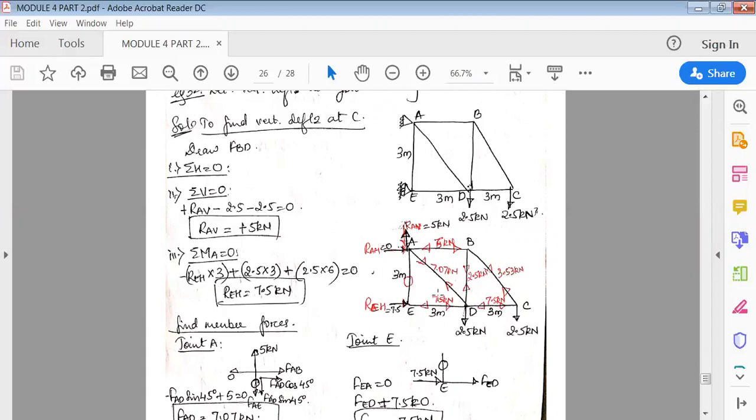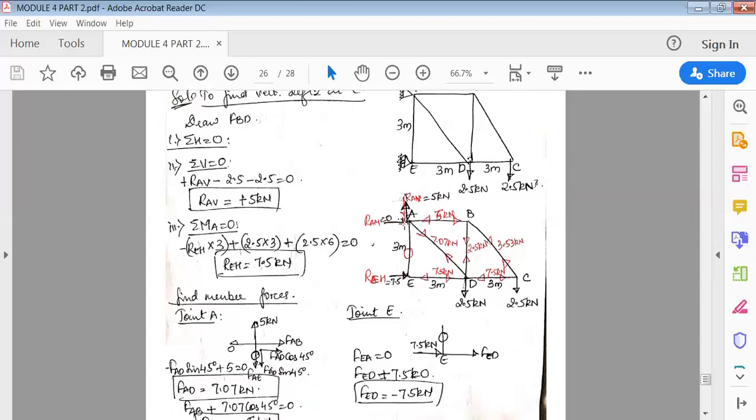So this is 2.5 into 3, 2.5 into 6. So REH is again positive 7.5. And then as usual, find the member forces. So member forces first, joint A.